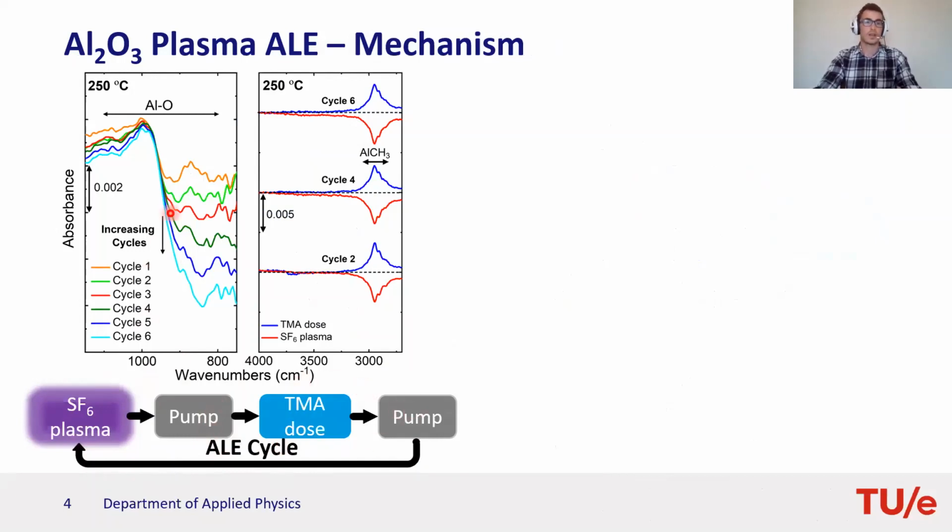So we first look at the figure on the left here. We can see the aluminium oxygen bond absorbance region. This is absorbance spectra taken after each full ALE cycle and referenced to the as-deposited film. We can see that with increasing number of ALE cycles, there is a decrease in the aluminium oxide absorbance band. This would suggest that we are seeing removal of aluminium oxide from the substrate surface.